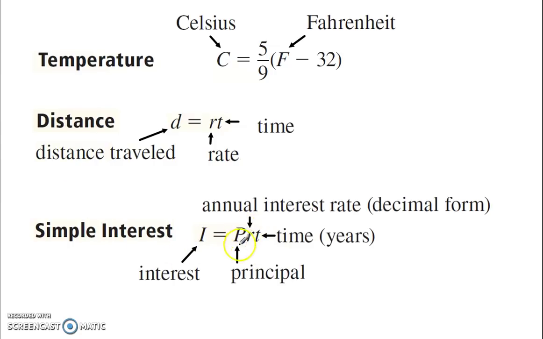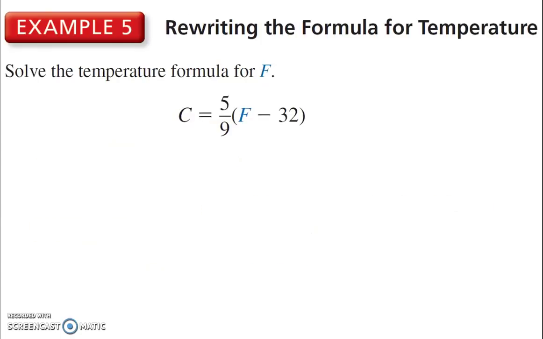Interest. P is the principal, that's the money initially invested. R is the annual, that is per year, interest rate, in decimal form, very important that it's in decimals, not in percents. And then T is time in years, because it's the annual interest rate. All right, let's work with some of these.